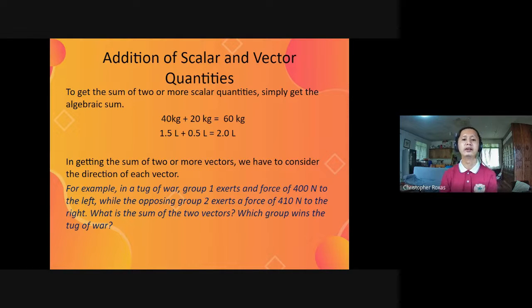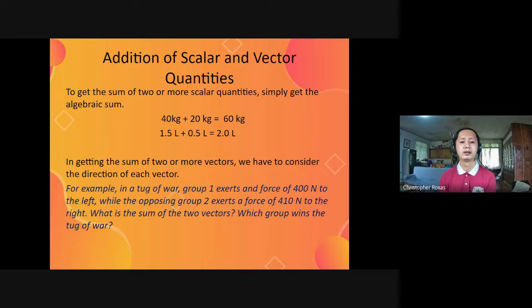How do we add scalar and vector quantities? In adding scalar quantities, it is quite easy. You simply get the algebraic sum. For example, you want to get the total mass, 40 kilogram plus 20 kilogram. So you just add, you have 60 kilogram. In volume or liters, 1.5 liter plus 0.5 liter is equal to 2.0 liters. So we just add.